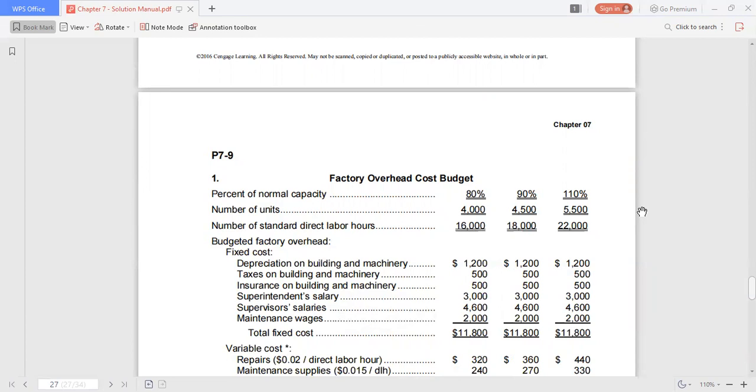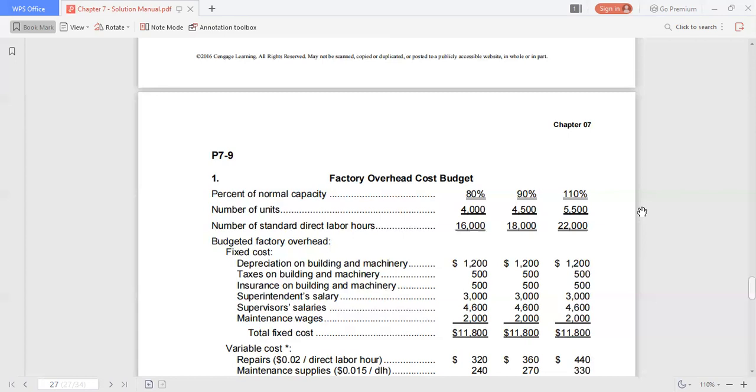For the variable cost, we have now repairs per direct labor hour. It's 0.02, taken by dividing 400 by 20,000 direct labor hours. So at 80%, or 4,000 units, that is 16,000 direct labor hours. Here for repairs, the basis is direct labor hours. So we have 0.02 multiplied by 16,000 hours. Repairs cost is 320 at 80%, 360 at 90%, and 440 at 110%.